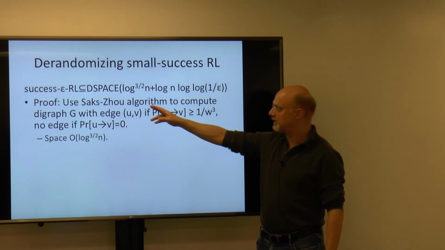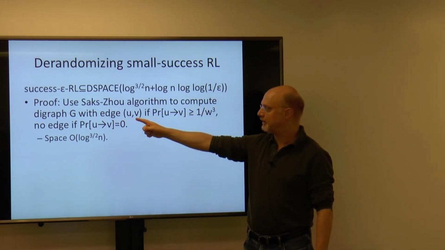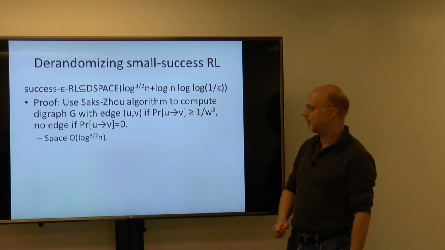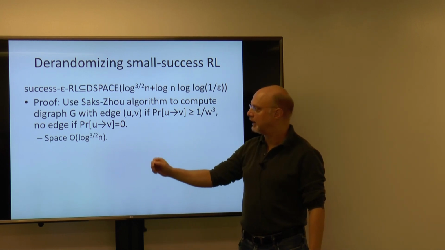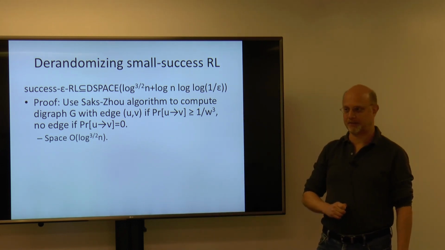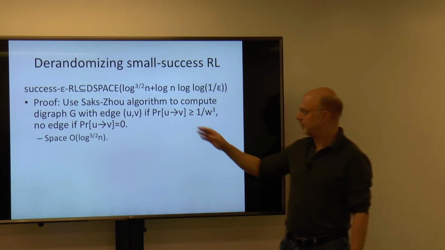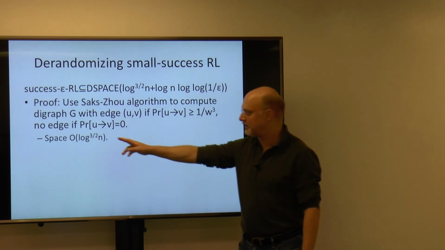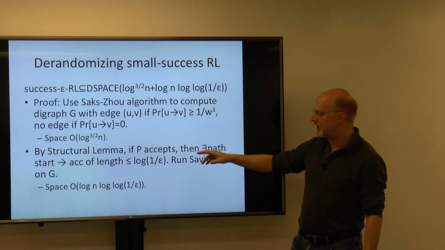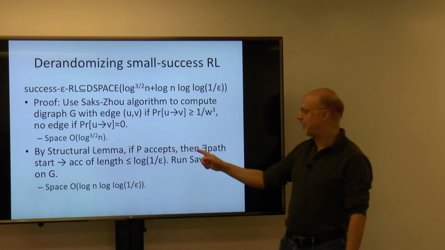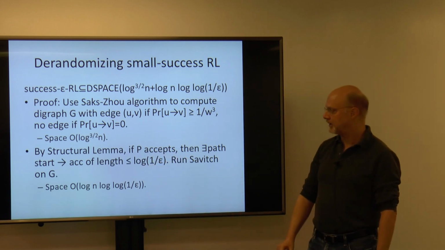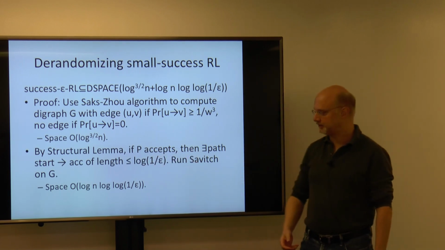So we use the Saks-Zhou algorithm to compute a directed graph where we put an edge uv if the probability of going from u to v is at least 1 over w cubed, and we ensure that there's no edge if the probability is 0. We can do this using Saks-Zhou, and this uses space log to the 3/2 n. The main point is that by our structural lemma, if p accepts, then there exists a path from start to accept of length at most log 1 over epsilon, in fact, log 1 over epsilon over log n.